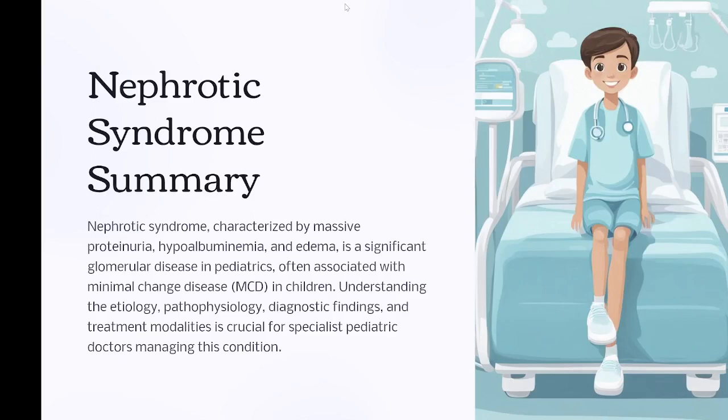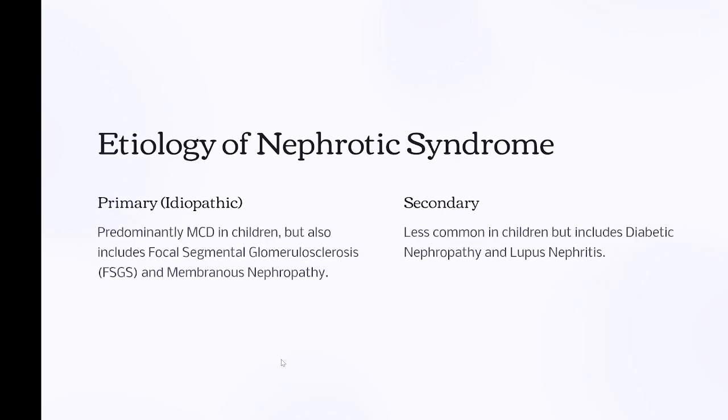Nephrotic Syndrome Summary. Nephrotic syndrome, characterized by massive proteinuria, hypoalbuminemia, and edema, is a significant glomerular disease in pediatrics, often associated with minimal change disease (MCD) in children. Understanding the etiology, pathophysiology, diagnostic findings, and treatment modalities is crucial for specialist pediatric doctors managing this condition.